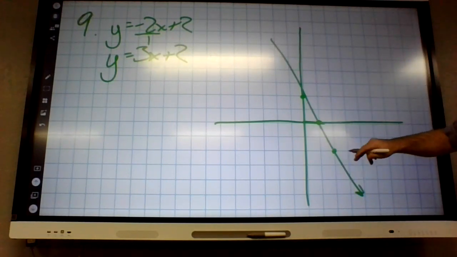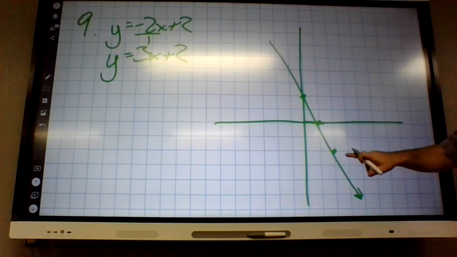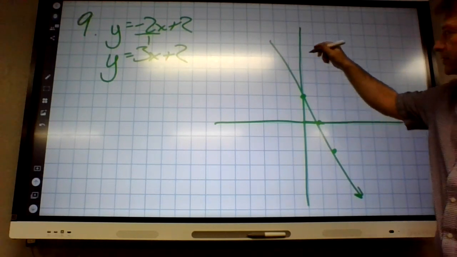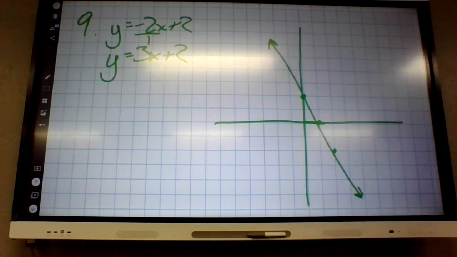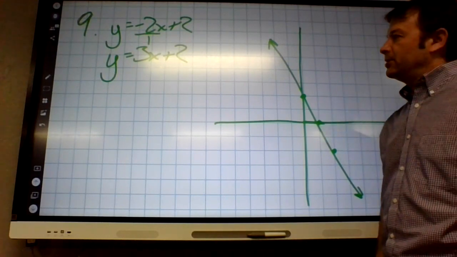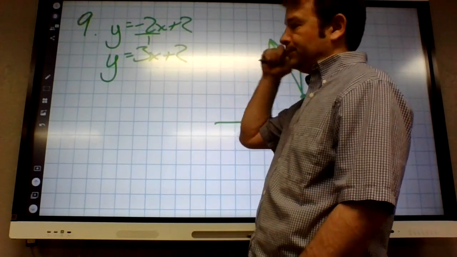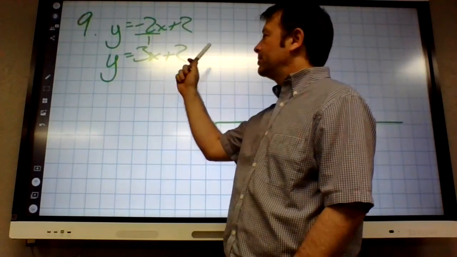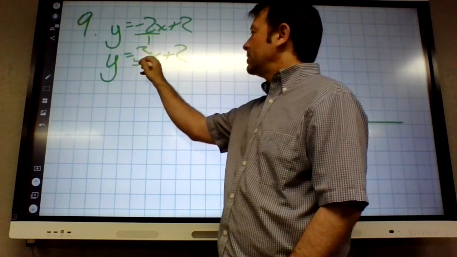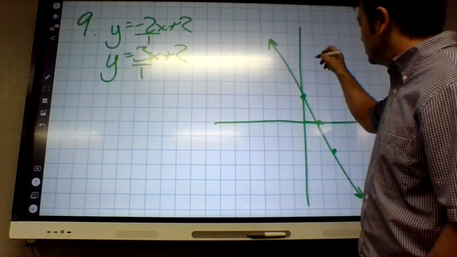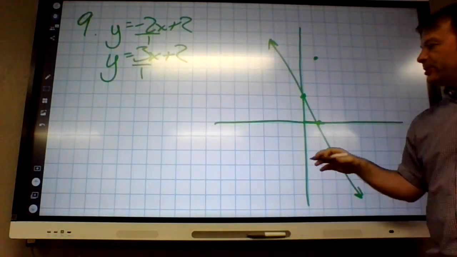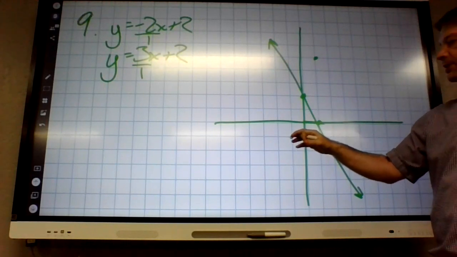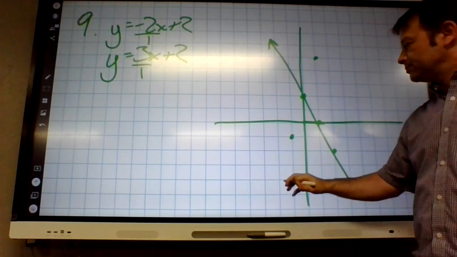Alright, and where are we going to start the other equation at? 2. Okay, we got that. And then where are we going to go from there? Rise 3, run 1. And you can also remember go backwards. You could go down 3 and back 1. The opposite.